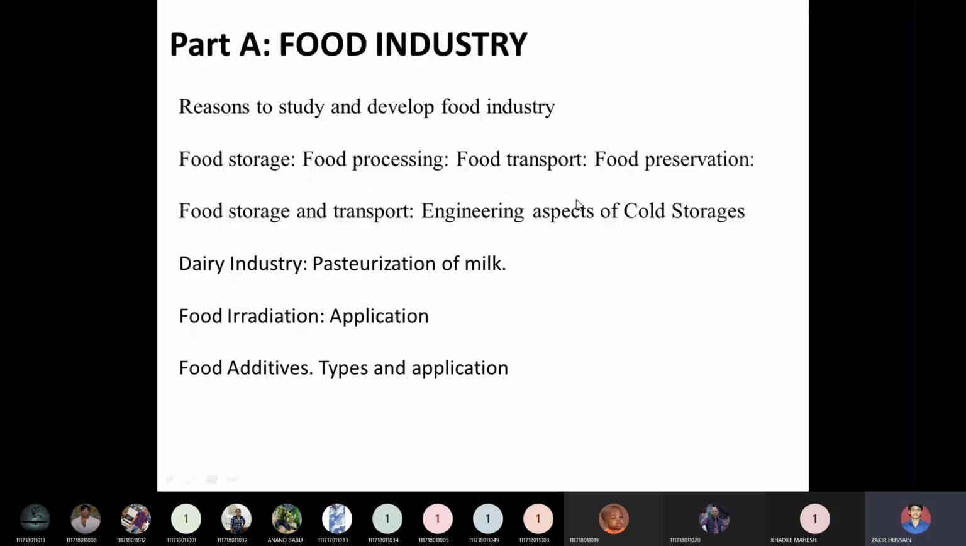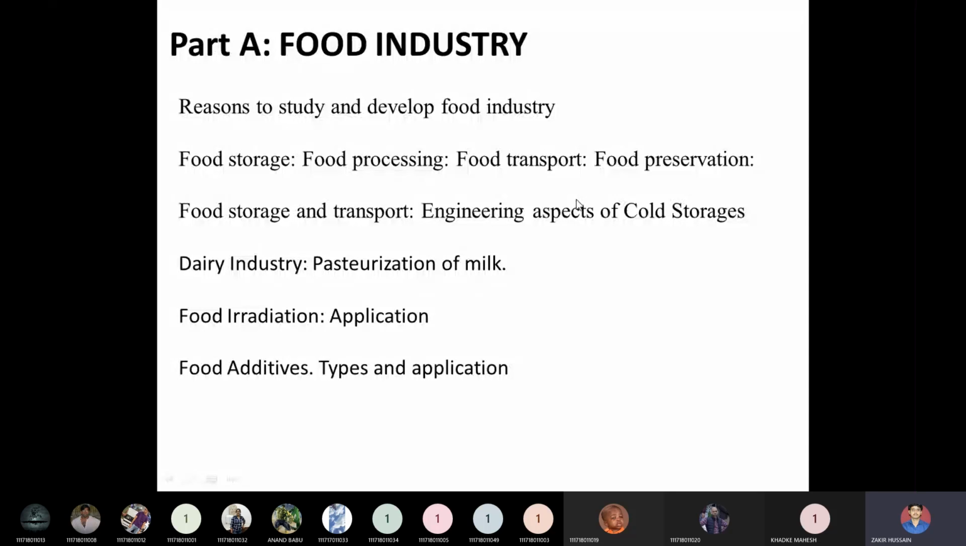Then the next one is the dairy industry, in which you majorly have to see the pasteurization of milk. So heating at high temperature for a short period of time is known as pasteurization. Louis Pasteur invented this pasteurization process, in order to kill some pathogenic bacteria so that the shelf life of milk can be increased. Then the next topic is food irradiation.